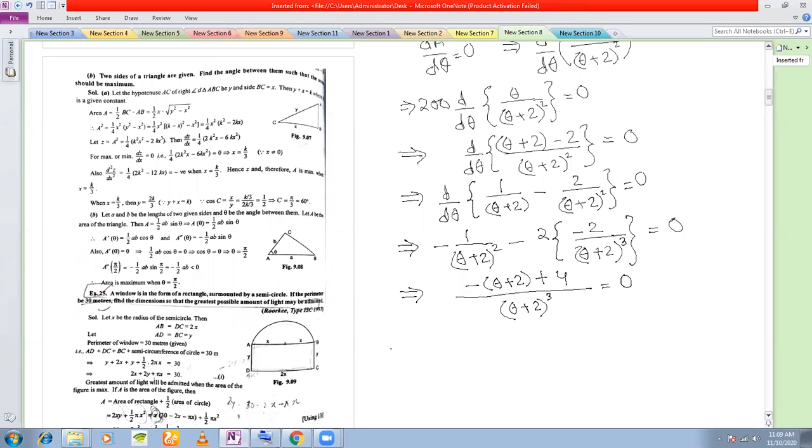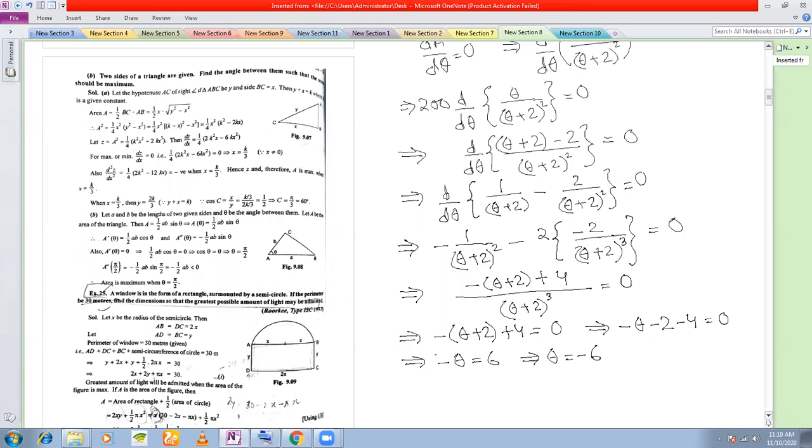So what do you get here? That means minus theta plus 2, because the denominator cannot be equal to 0. So therefore, if the fraction is equal to 0, then the numerator is equal to 0. Cross multiplying, that means what do you get? Minus theta minus 2 minus 4 is equal to 0. That means you get minus theta is equal to 6. That means theta is equal to minus 6.